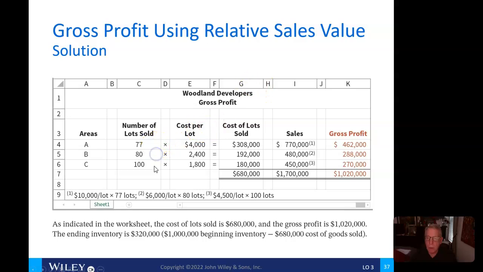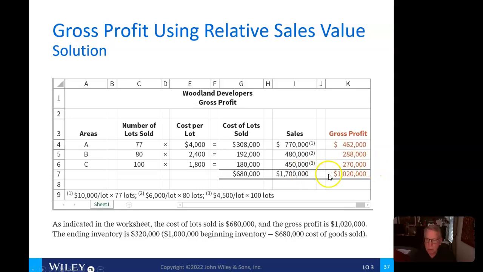Here's the number of lots that we sold and the cost per lot that we calculated previously. And so that gives us the cost of lots sold. If we add that all up, it comes out to 680,000. The selling price was based on 77 lots times $1,000, etc. And our total sales were $1,700,000. So our gross profit can be calculated by the individual areas Alpha, Bravo, and Charlie.